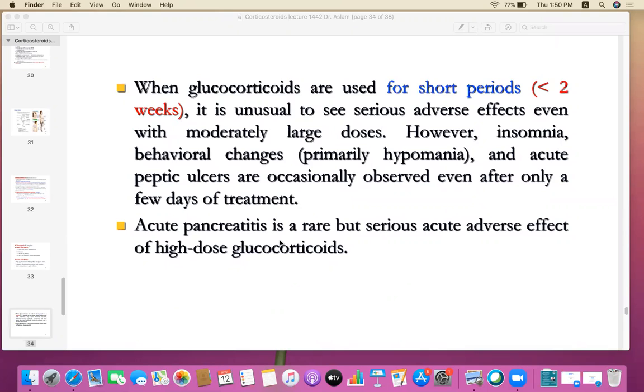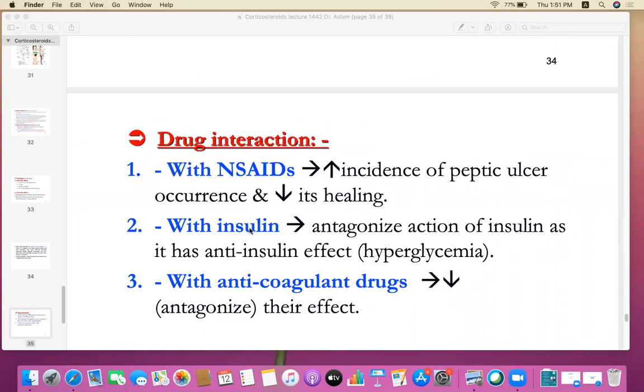When glucocorticoids are used for a short period, less than 2 weeks, it is unusual to see serious adverse effects. Less than 2 weeks, no problem. But if the dose is higher and the duration is more than 2 weeks, then there are adverse effects, including acute pancreatitis, inflammation of the pancreas.